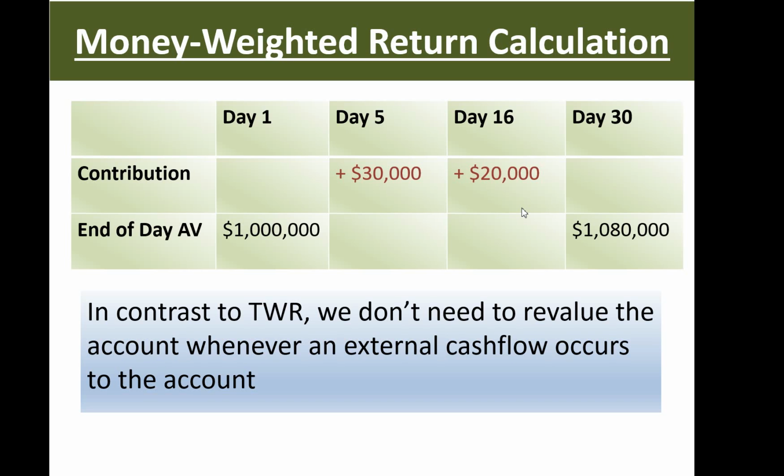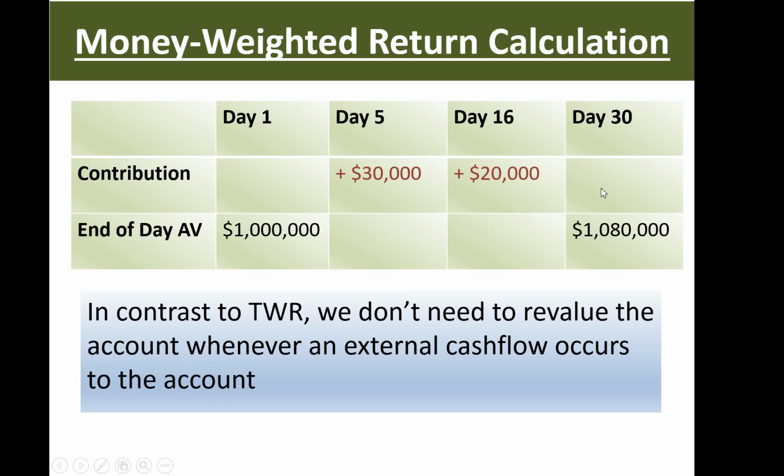Now, for the money-weighted return calculation, it's going to be a very similar setup to the previous example, and I have the same numbers here. But the difference is we're not going to need the account value at day 15 or day 16, which is when the contributions occurred. So, in contrast to the TWR approach, for the money-weighted return calculation, we don't need to revalue the account whenever an external cash flow occurs.